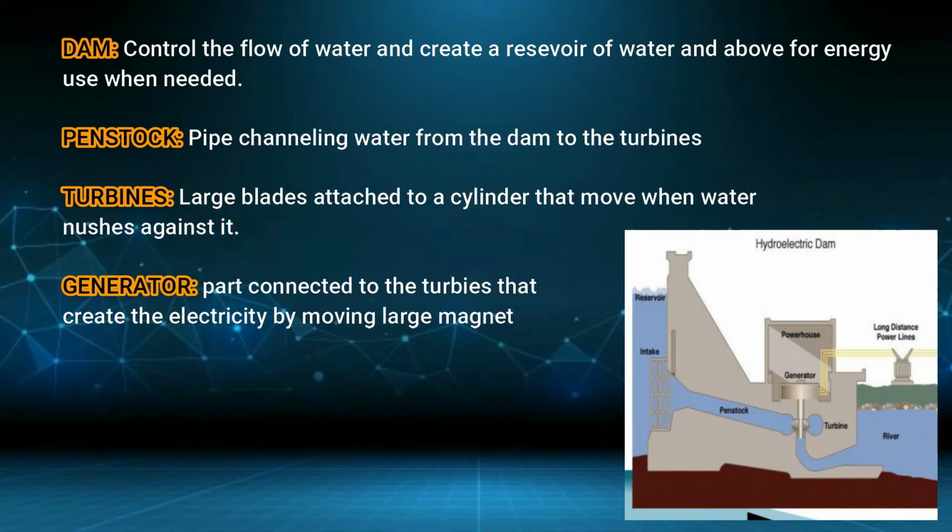Penstock pipe: channeling water from the dam to the turbines. Turbine: a large blade attached to a cylinder that moves when water pushes against it. Generator: parts connected to the turbine that create the electricity by moving a large magnet.